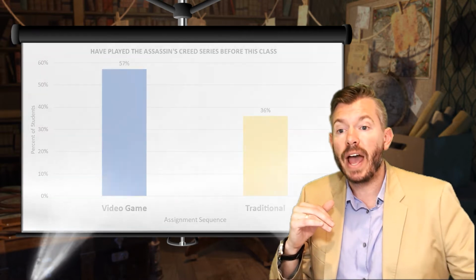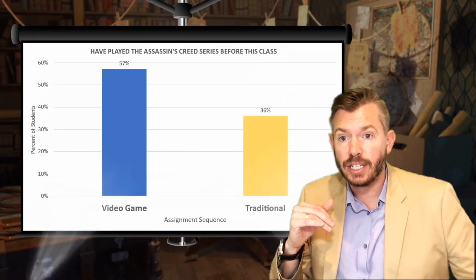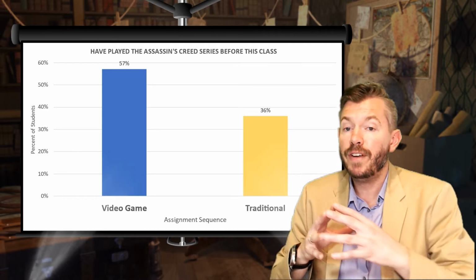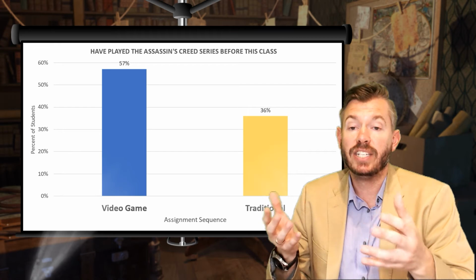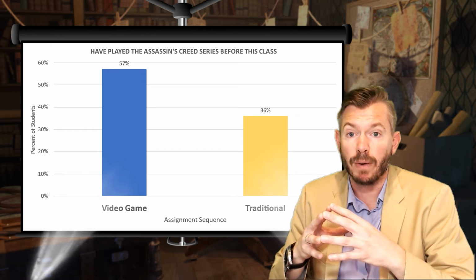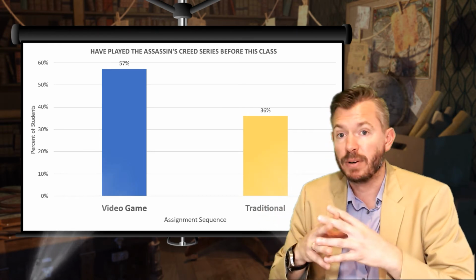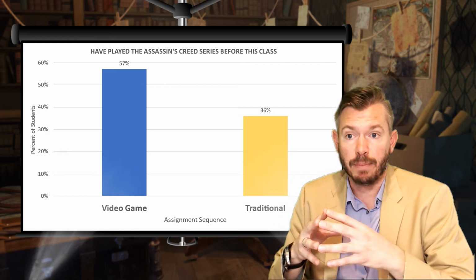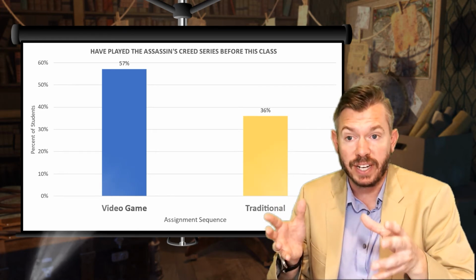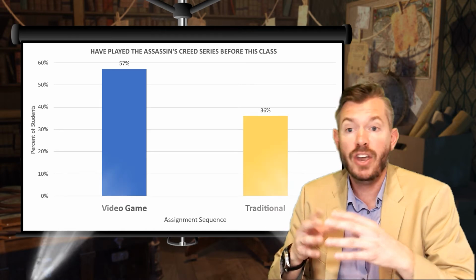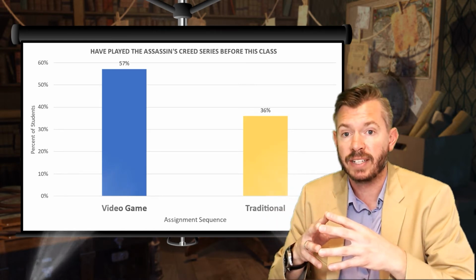These differences were evident in previous Assassin's Creed experience as well. So 57% of the people who chose the video game sequence had played at least one Assassin's Creed game before, and over a third of them, 36%, had played Odyssey in particular. Now, out of those for the reading responses, only a single person had played an Assassin's Creed game, and no one had actually played Assassin's Creed Odyssey.